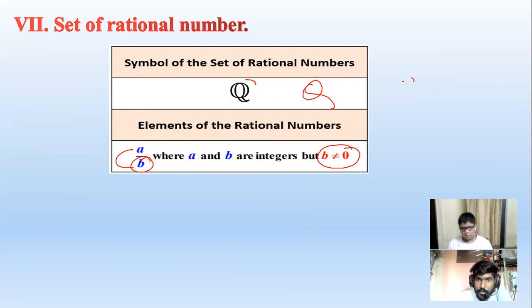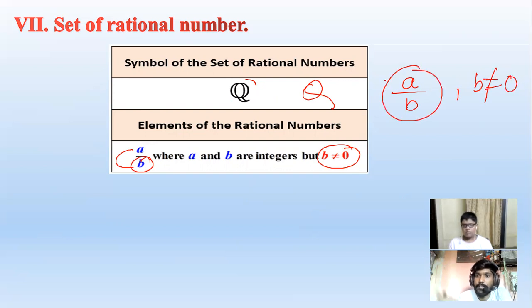b not equal to zero. Then only it will be a rational number. So a upon b, such that b is not equal to zero, is a rational number. If the denominator is zero, then that is not a rational number. Did you understand? Let's see, for example, 4. Is 4 a rational number? No, sir. It's just a normal number. What is 16 upon 4? A rational number.